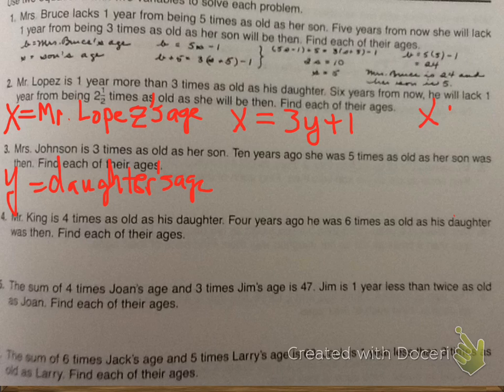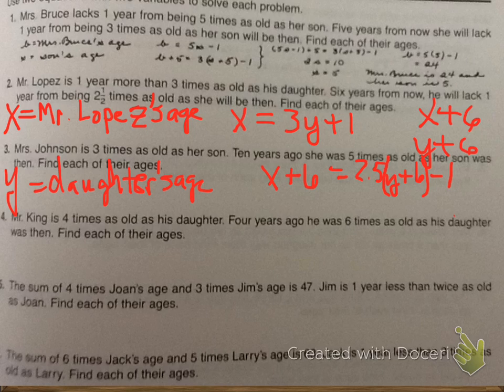6 years from now basically means I'm saying x plus 6 and y plus 6. I'm adding 6 to both of them. So Mr. Lopez's age then, which would be x plus 6, is lacking 1, which would make me think of a minus 1, 2.5 times as old as she will be then. So I need to say 2.5 times the y plus 6, because I'm multiplying that later age that she will be at.